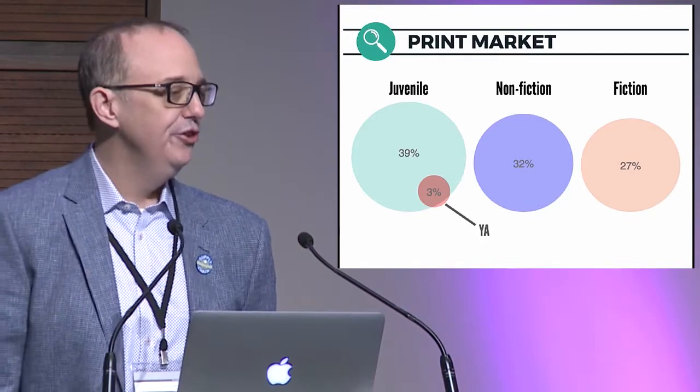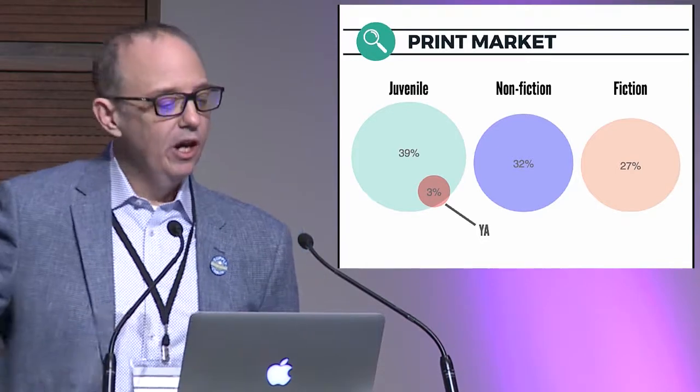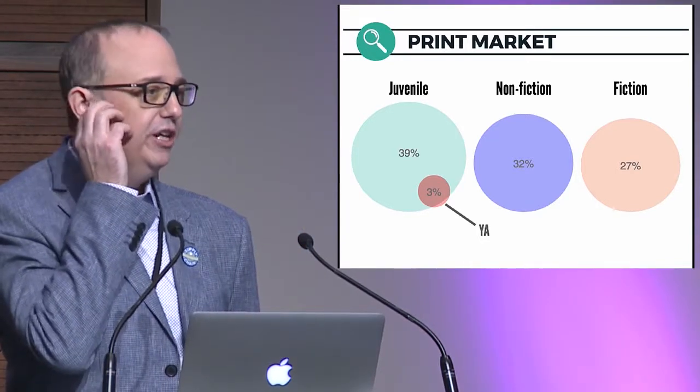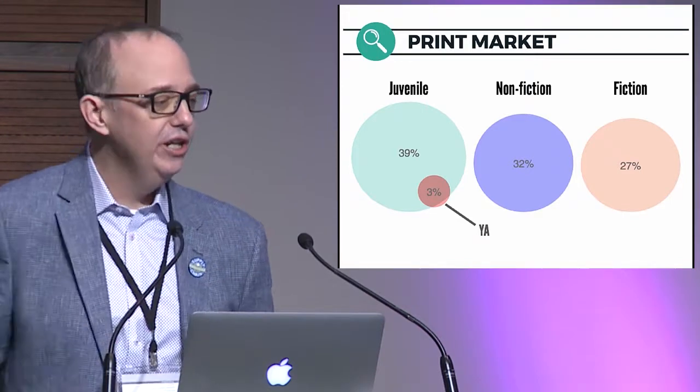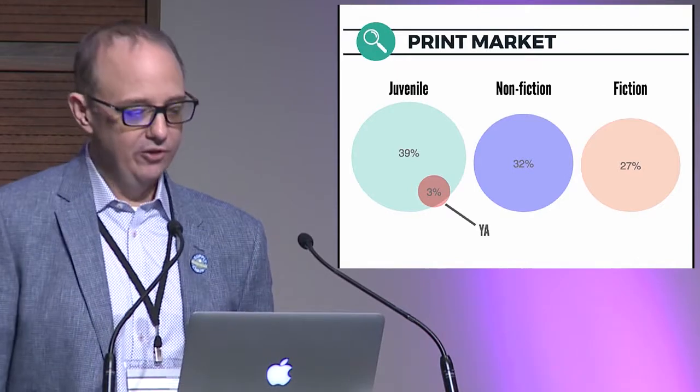And then nonfiction 32%, and then fiction 27%. That's changed quite a bit over the last few years. It used to be very, very equal. It trended much more to fiction to start, and then we were very equal for a couple of years at around 30% for each. And now we're switching to juvenile. And there's a lot of factors to that I'll talk a little bit about.